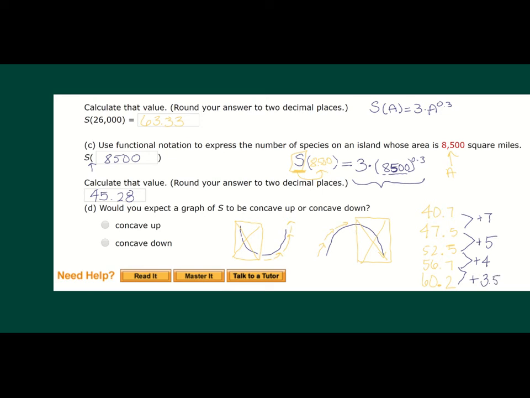That means that I am increasing, but at a slower and slower rate. I'm getting less steep in my rate of change. So we've identified that we can expect the graph of S to be concave down. In particular, S should be concave down and increasing.